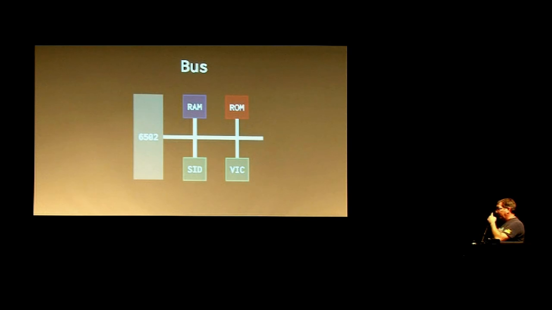So what you could actually do with the Commodore is take one of those lines on the user port, hook it up to a relay, hook up that relay to your desk lamp, and tweak a value in memory to turn the lamp on and off.